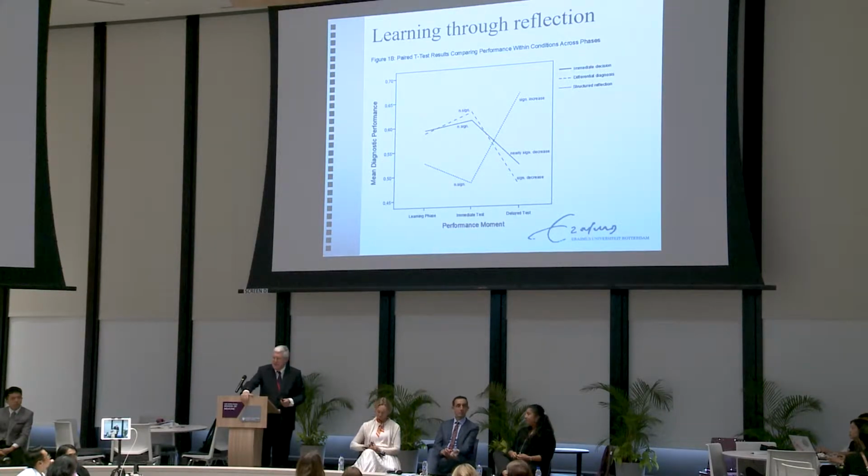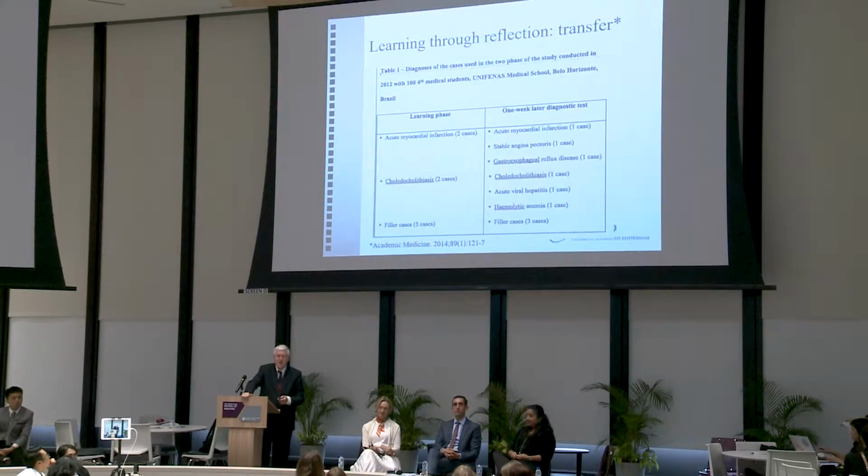A question that we had was, what will happen to cases that are about different diseases, but that look like the disease for which you are trained? And we did an experiment testing this. You can see from the text that it was done in Unifenas Medical School, Belo Horizonte, Brazil. It shows that even in Rotterdam we are quite international.